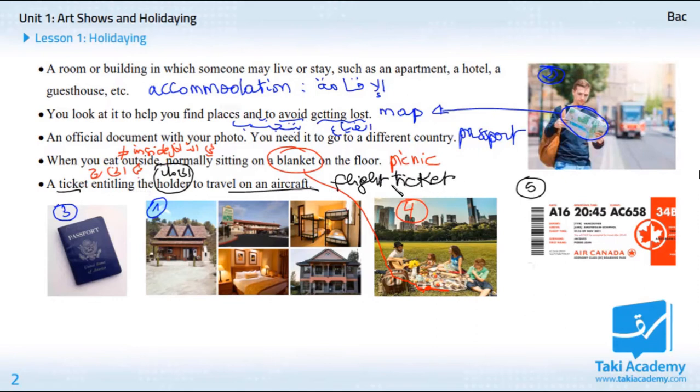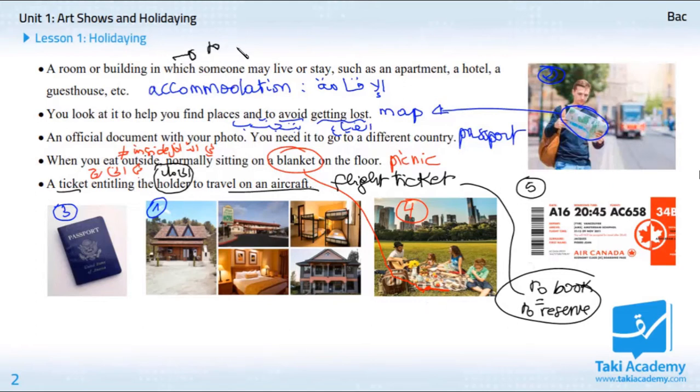Okay. And the verb we use is to book. To book a ticket, which means to reserve. Okay, and here also with accommodation we say to reserve or to book a room. A room, which means يحجز. Okay.